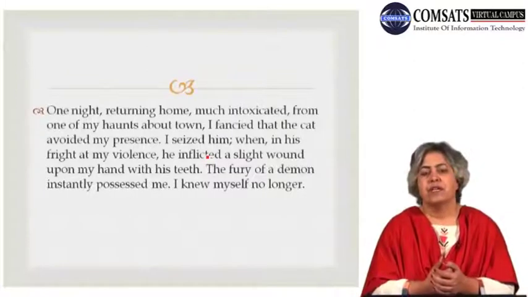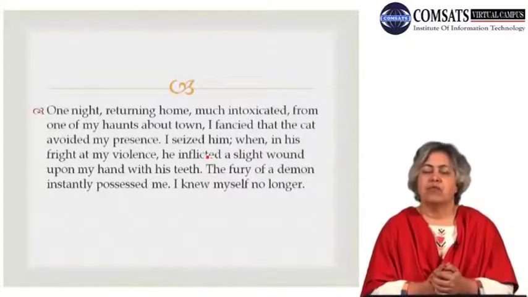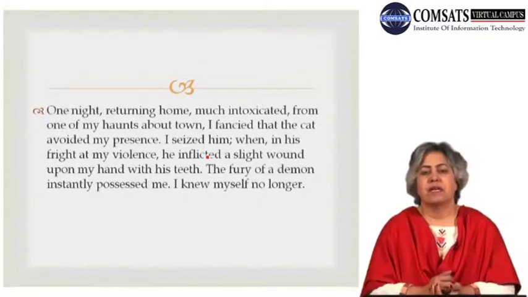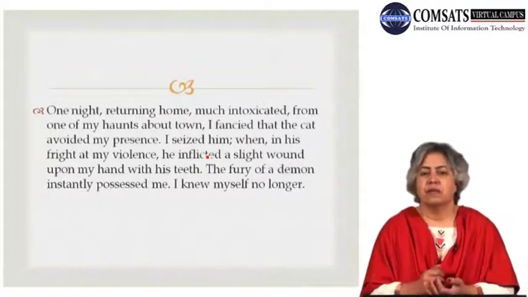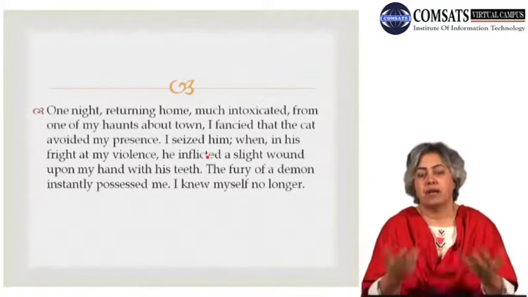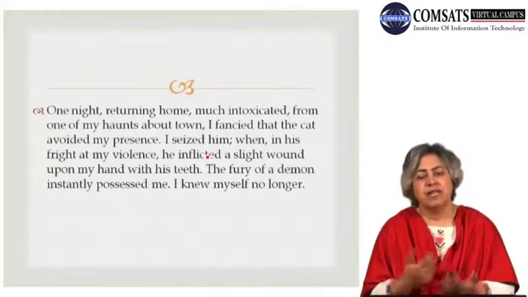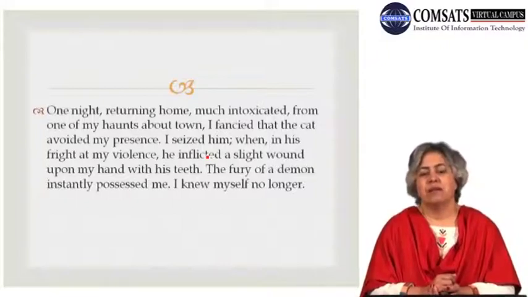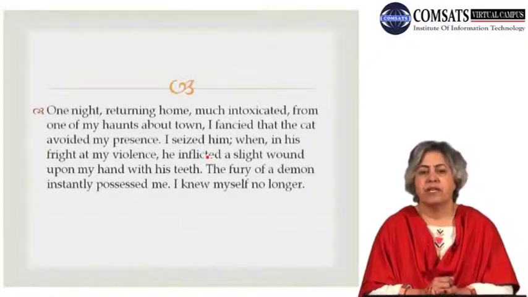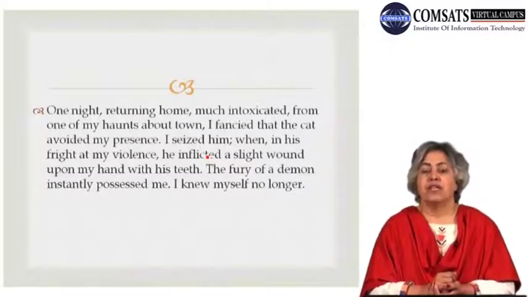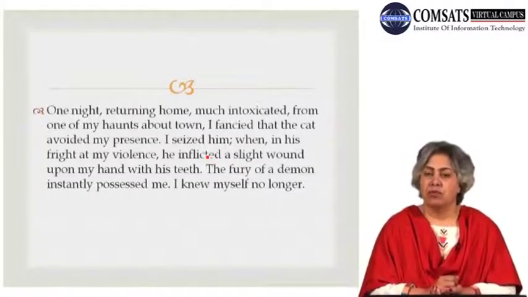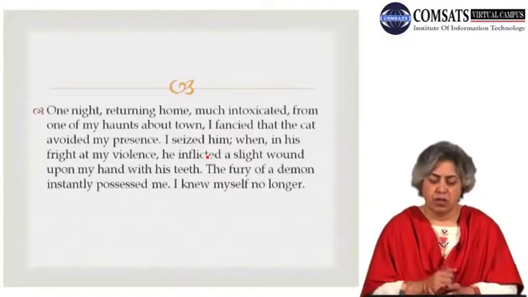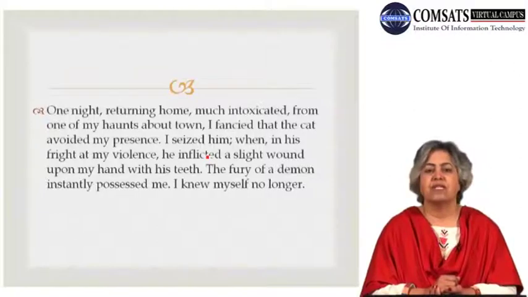So one night when the narrator comes home, he's drunk as usual, because this is something that becomes his habitual action. Every night he comes home and he's drunk. And one night when he comes back from town where he has been drinking, he imagines that the cat Pluto avoids him, doesn't want to be close to him. And so what does he do?